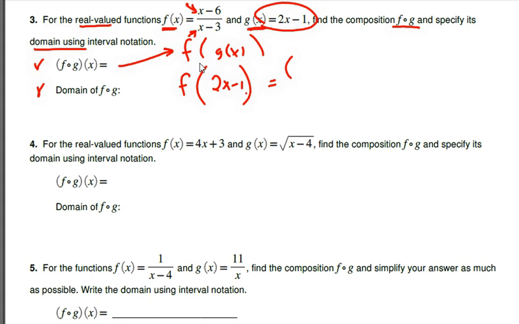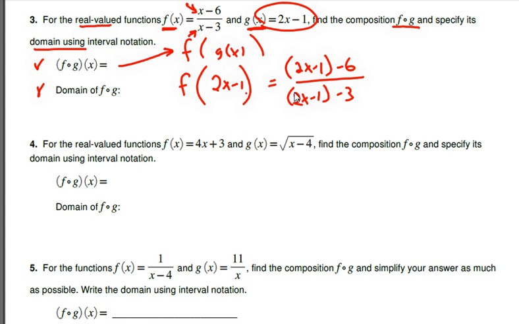What we did here was, instead of writing g of x, I wrote 2x minus 1 inside this parentheses, so I could simplify it. Now, I will substitute 2x minus 1 into those x values. So here we go: 2x minus 1 minus 6 over 2x minus 1 minus 3. Notice just substituting those in.